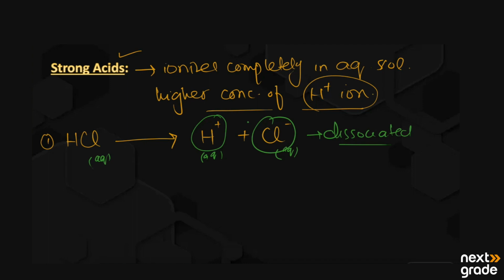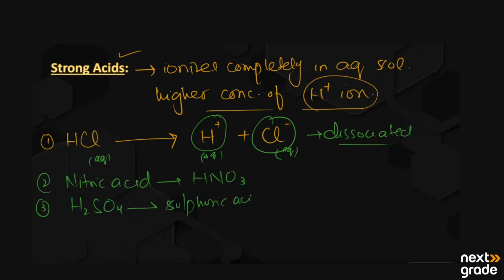Along with that, we have a lot of examples of strong acids. Second, we have nitric acid, its formula is HNO3. The third one is sulfuric acid, H2SO4. Next, the fourth one is perchloric acid, HClO4.